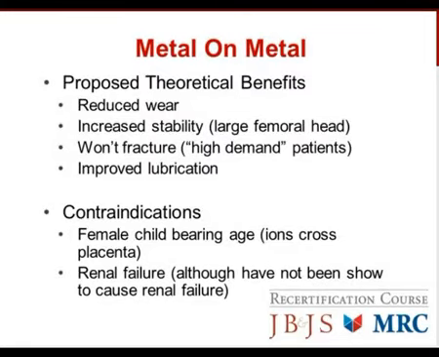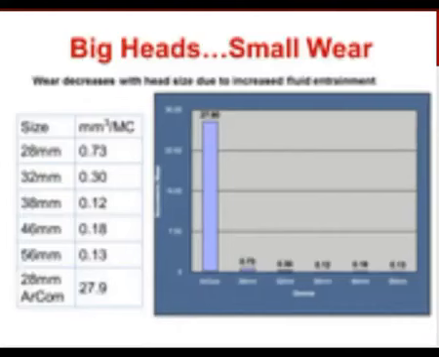So let's talk a little bit about metal on metal total hips. I think that this is a commonly tested item at this point in time and has a good chance of showing up on your test. There were a number of proposed theoretical benefits to metal on metal total hips. Reduced wear, increased stability, inability to fracture, and improved lubrication regimes were all proposed theoretical benefits. The contraindications when we started putting in metal on metal hips included females of childbearing age, as the ions do cross the placenta, as well as renal failure.